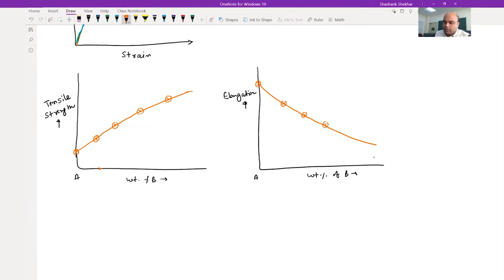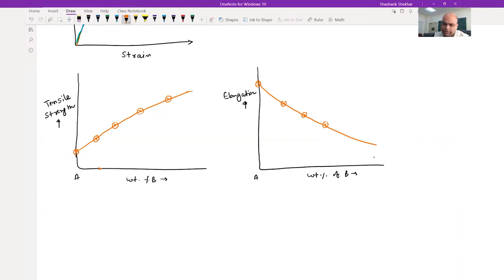So overall, what you see here is that there is a change in tensile strength as well as elongation. And this is happening because of solute solution strengthening. Your strength is going to enhance because of the presence of solute atoms, because they are going to restrict the movement of dislocations. Again, I'm reiterating, the whole crux of this strengthening mechanism is that you have to somehow restrict the movement of the dislocation.